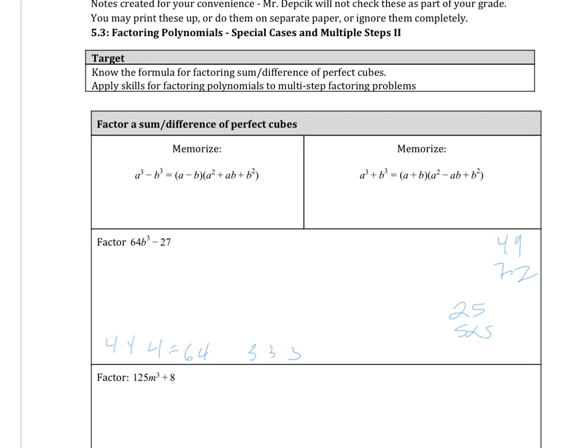So here's how they're the same. They both have a cubed, they both have b cubed, and they both go a, b, a squared, ab, and b squared. That's how they're the same, right? Every part of it is the same. So how are they different? How they're different is where these signs come into play.